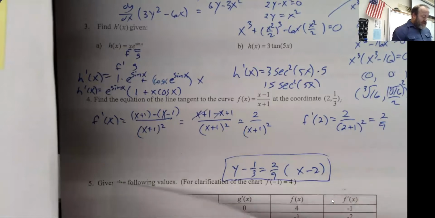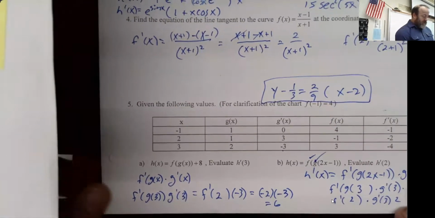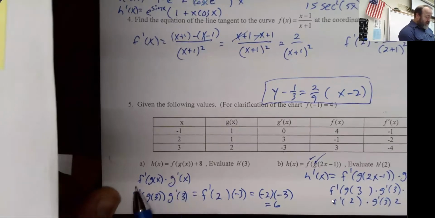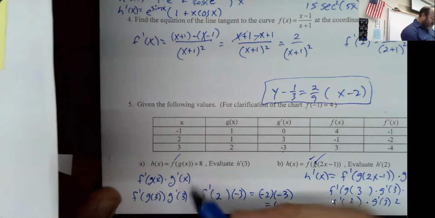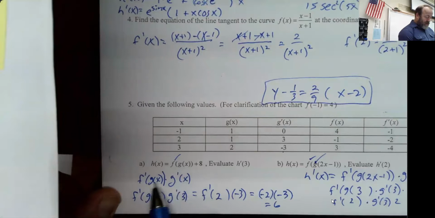Now, coming down into number 5, we have a chain rule problem. So I have to take the derivative of the outside function f, leaving the inside function alone, times the derivative of the inside function, which would be g prime. And then we just have to plug in. Notice that when I plug in the 3 in both of these places, I now need to find g of 3 before I can find f prime of that.